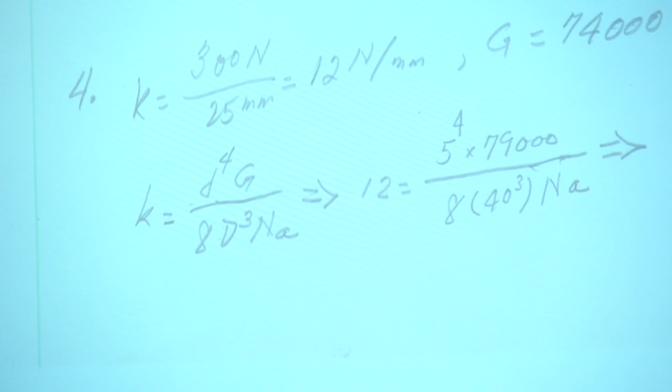Yes? Why did you use 300 newtons instead of 600? Find the K. Why did I use what? Why did we use 300 newtons instead of 600? Find the spring constant. Read the problem. Read the problem. If you don't answer your own question, raise your hand again. I think you just answered your question. Okay.